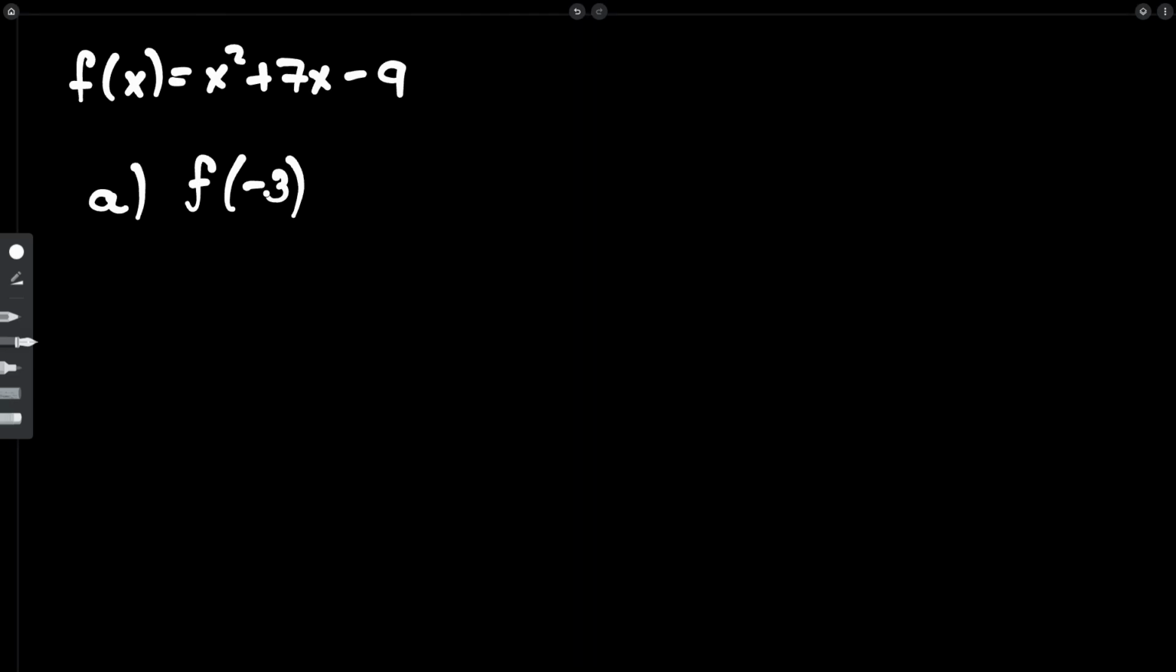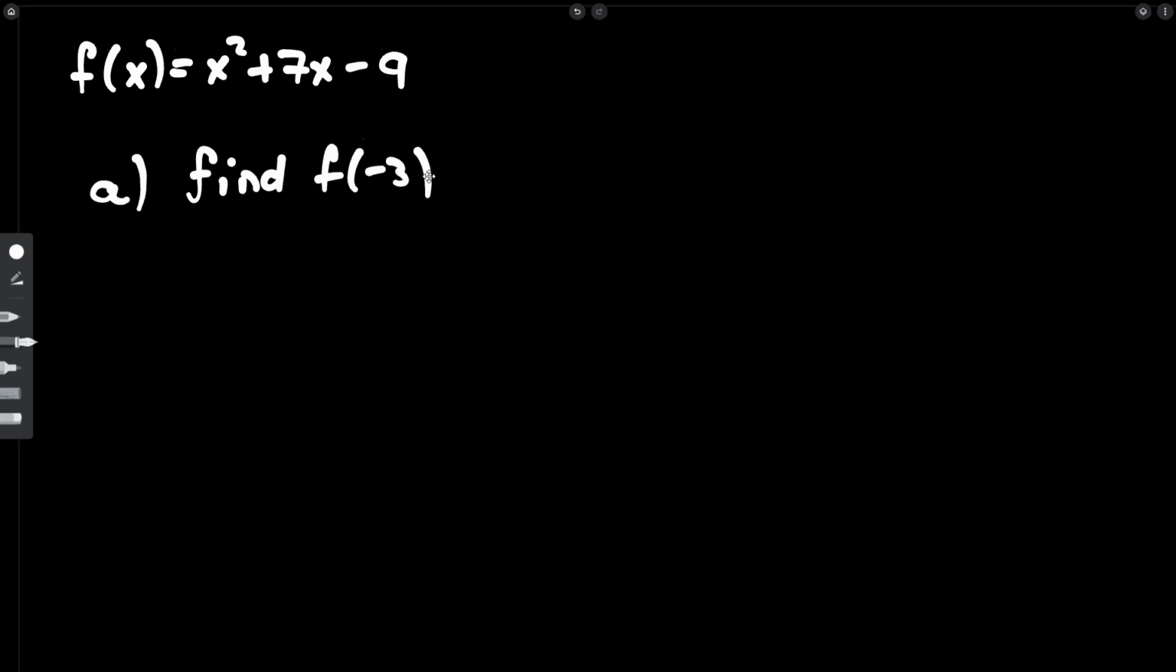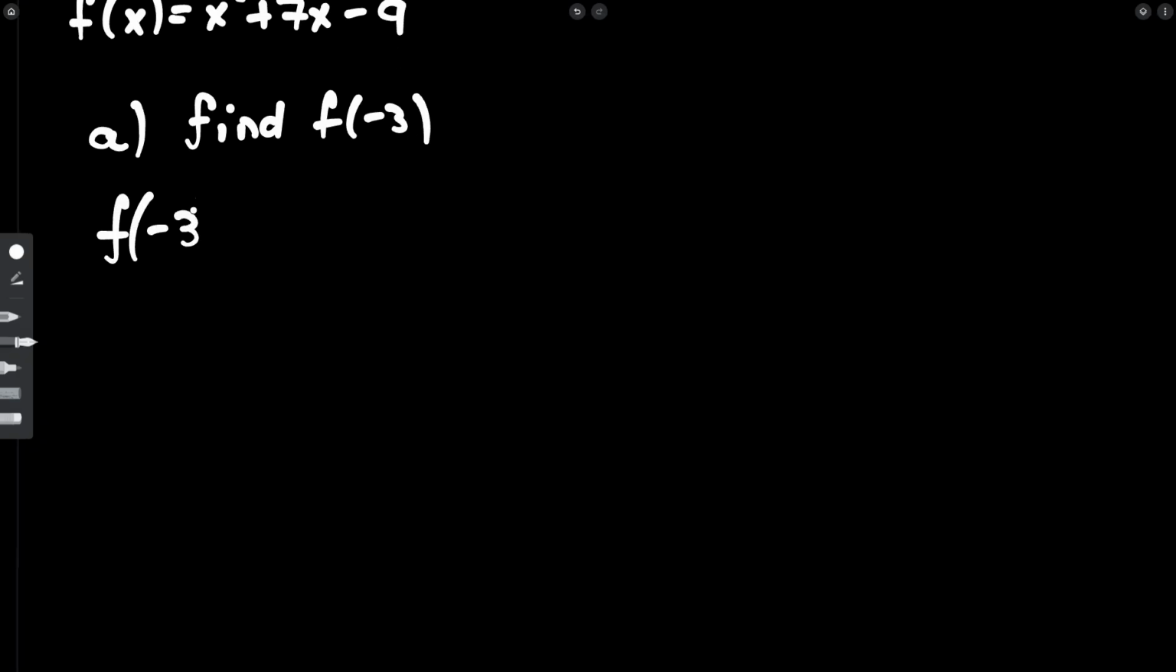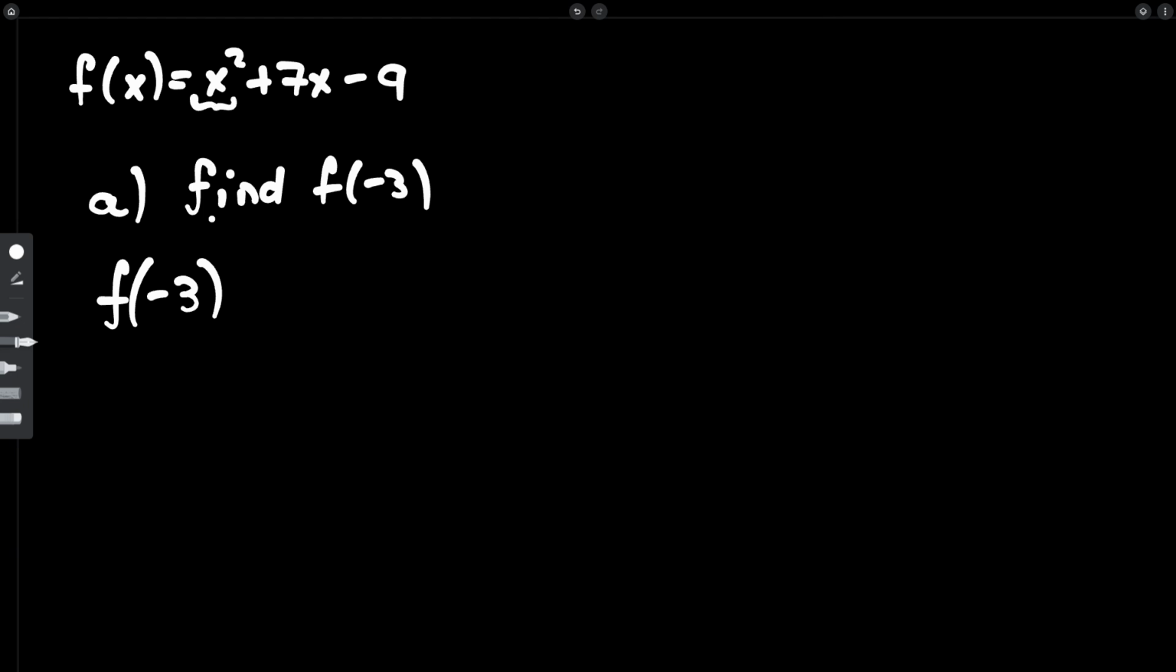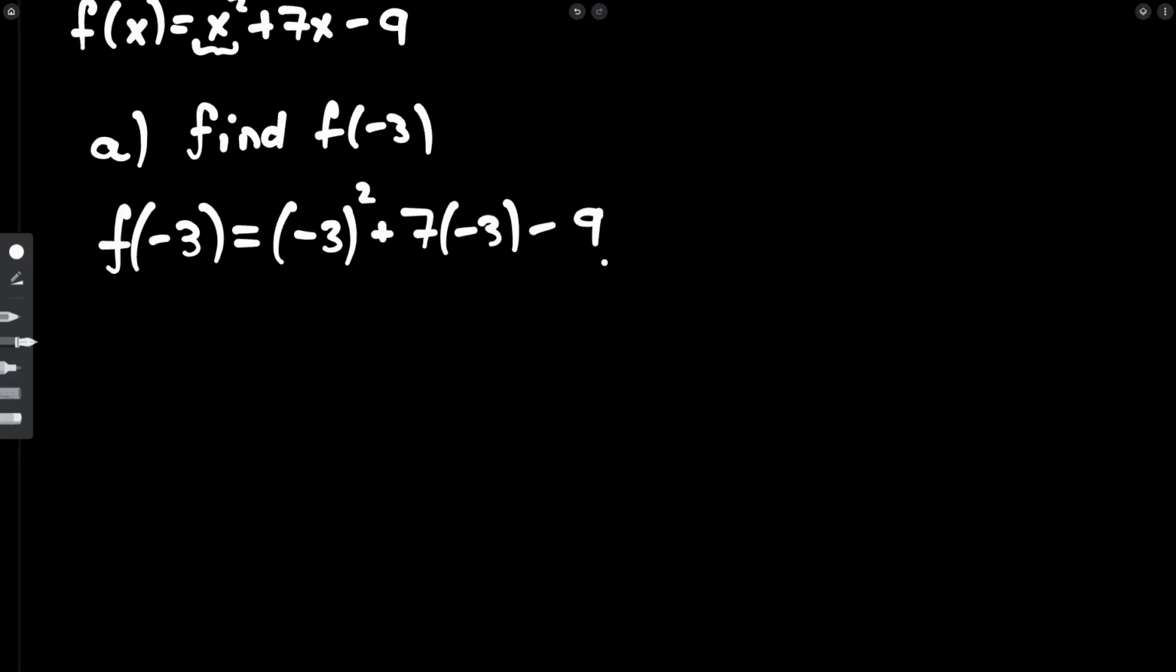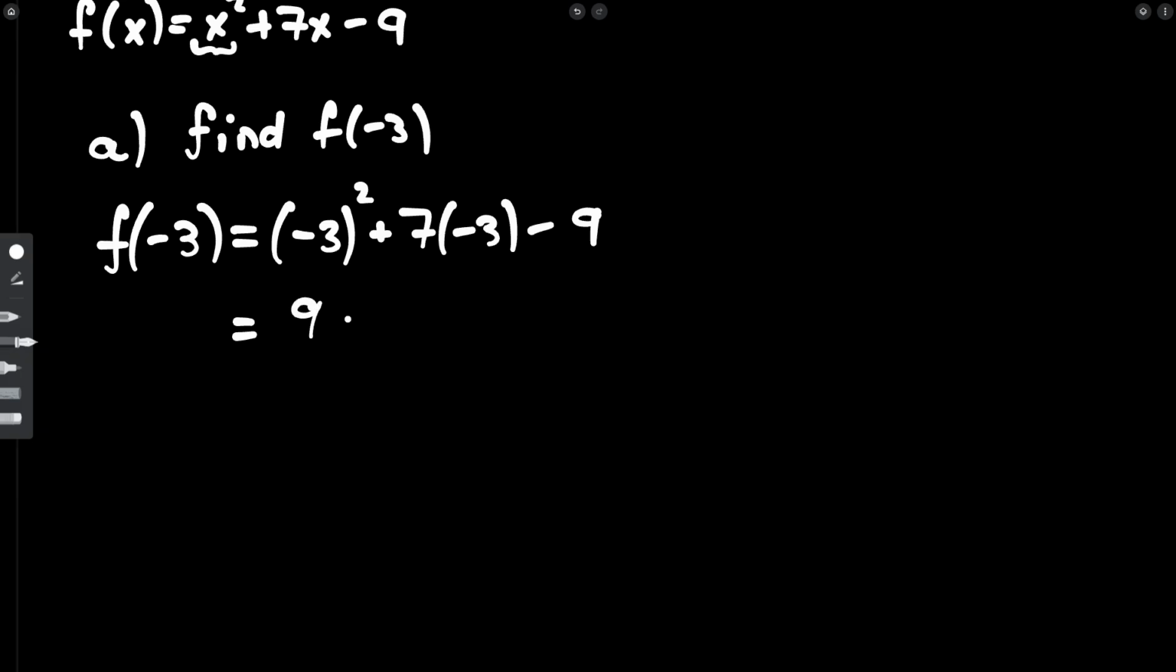When you plug negative 3 into x like this, make sure you write this more formally: find f of negative 3. When you write this, you're substituting negative 3 for everywhere that an x exists. So here, negative 3, and always use parentheses, always, always, always, minus 9, and this becomes 9 minus 21 minus 9, and this 9 and this 9 cancel out, so that makes f of negative 3 negative 21.